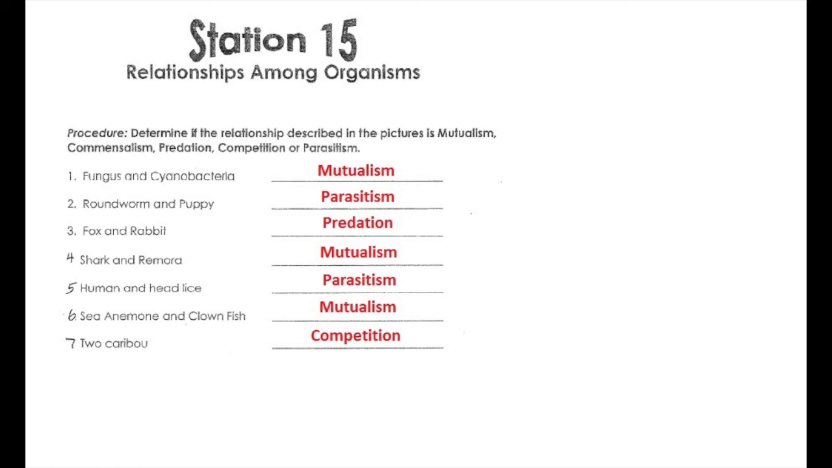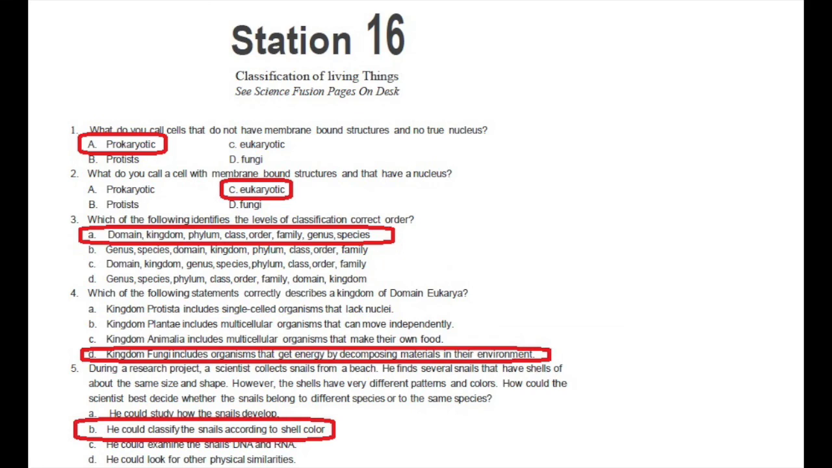All right, looking at Station 15, fungi and cyanobacteria work together. They each get a benefit, so this is mutualism. Roundworm is injuring the puppy, so that's parasitism. The fox eating the rabbit is predation. The shark is getting a benefit from being cleaned by the remora, and the remora is getting food, getting a meal. Humans are actually injured by the lice because the lice suck blood. Sea anemone and the clownfish are mutualism, and the two caribou are competition.